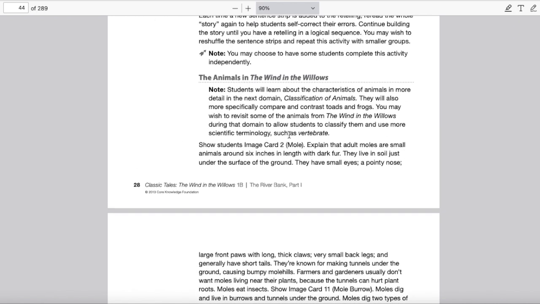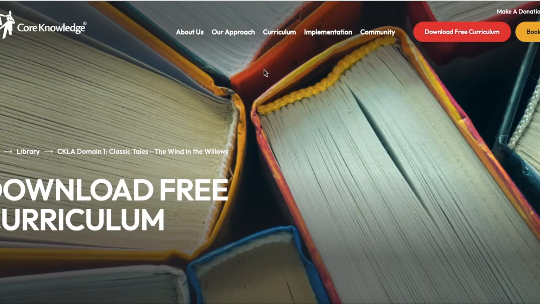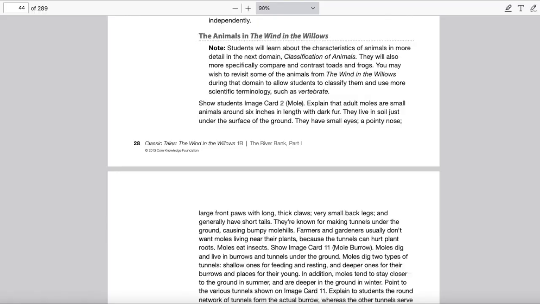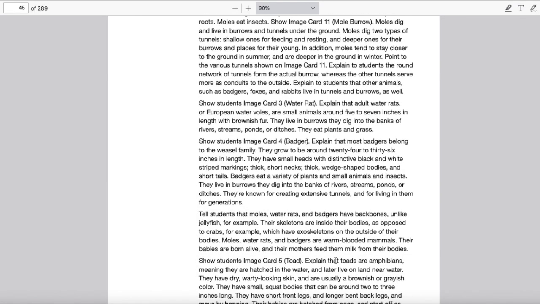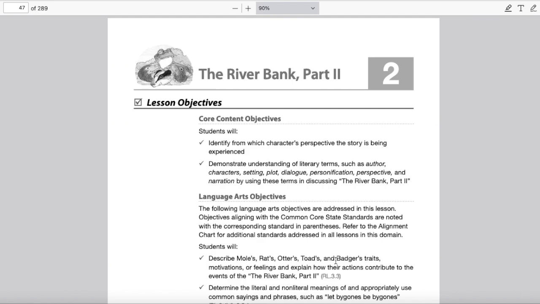So again, this is giving you the opportunity to use some of those image cards, talking about specific animals. We're being introduced to a mole, which a lot of kids might not be familiar with the characteristics of a mole at this age. So you can use that image card that you download in here, and you'll have a picture of a mole that you can discuss, and it gives you some further information there. So that's an example of a Wind in the Willows.